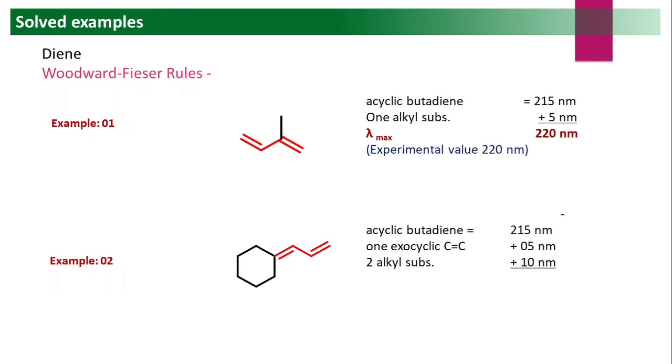So 2 into 5 is equal to 10 nanometers. There is nothing else in this molecule other than this one. So do the addition. That addition will be 230 nanometer. So the calculated value is 230 nanometer.